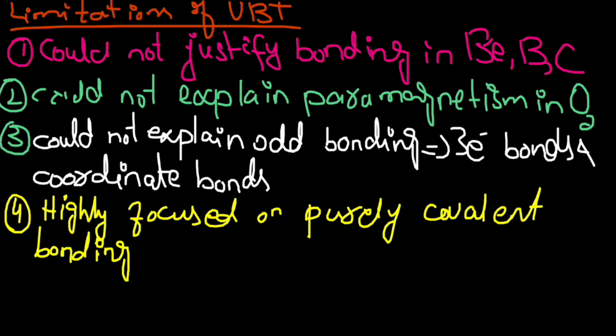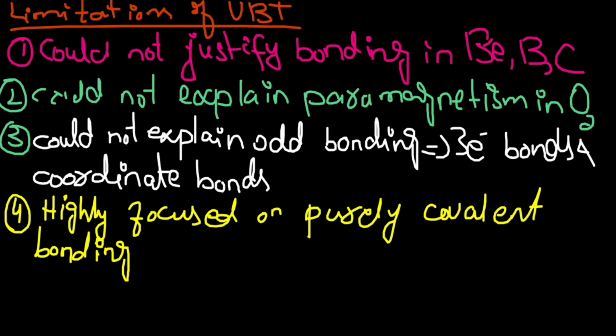In the bonding in boron trifluoride, one of the overlaps is s-p overlap, that should be different from the other two kinds of overlapping, so it couldn't explain and justify the bonding in boron, as all of the bonds in boron trifluoride are equivalent. So according to VBT, the one bond must be different from the other two bonds, so it couldn't explain the bonding in boron.